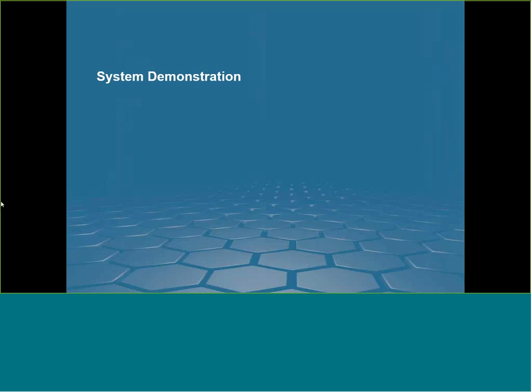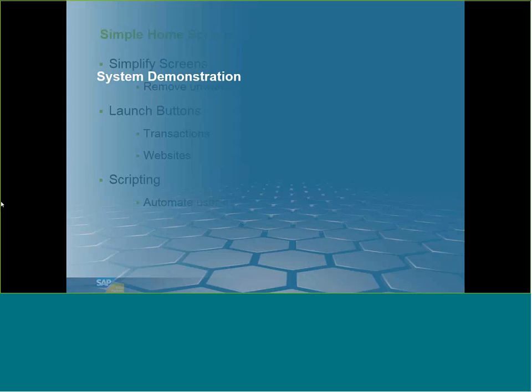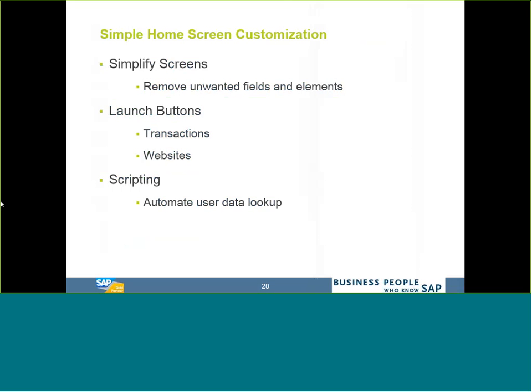Okay, so we're going to walk into the system demo, and I want to set up Olavo's demo here. The first demo he's going to do is a simple home screen customization. So he'll show you how to pull all the fields off, keep those fields that you need. He's going to create a launch button, one for launching a transaction within SAP, and then one for launching a website. And then finally, he'll do just a little bit of scripting. He's going to write a script where we enter a user ID in, and then it returns their first name, last name, and email if you wanted to look someone up in the system very quickly. So, Olavo, go ahead.